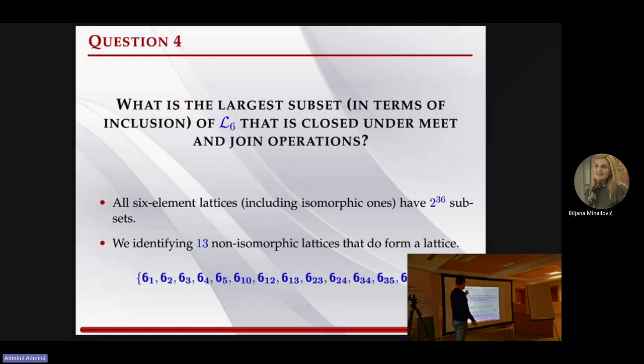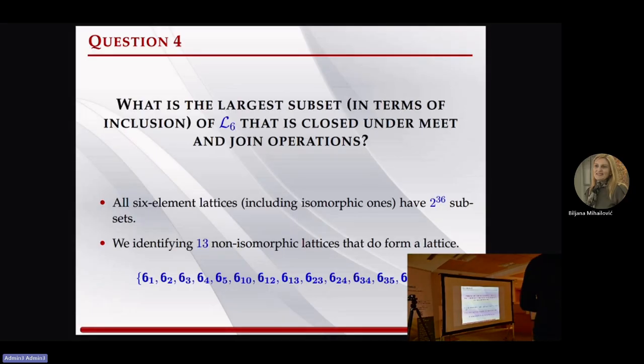So the new question, and the main question of the paper, is that we want to find the largest subset that is closed under the meet and join operation. Generally, that is closed under any k-ary 0,1 aggregation function.